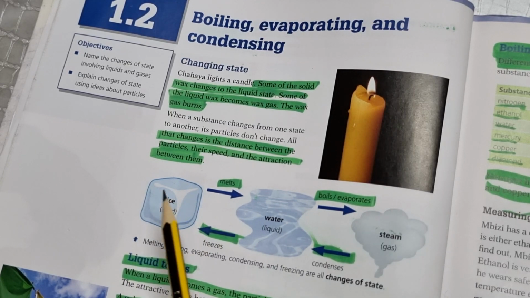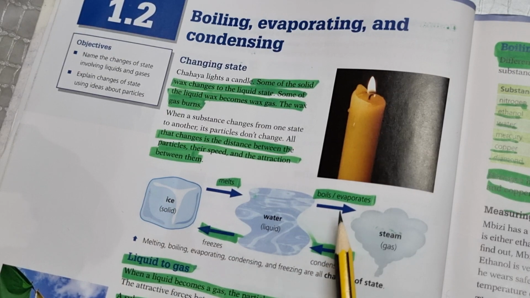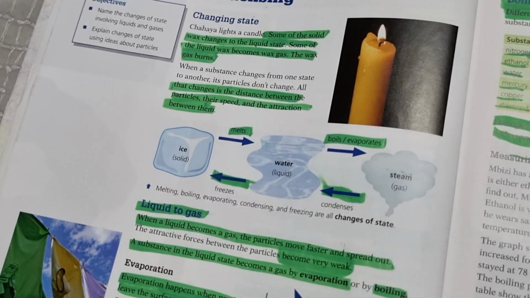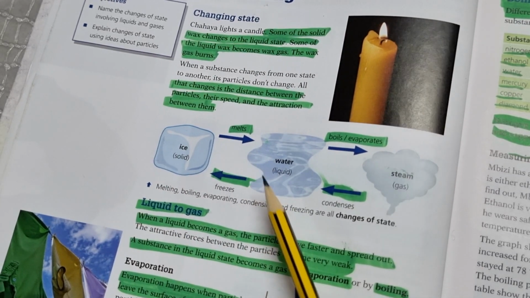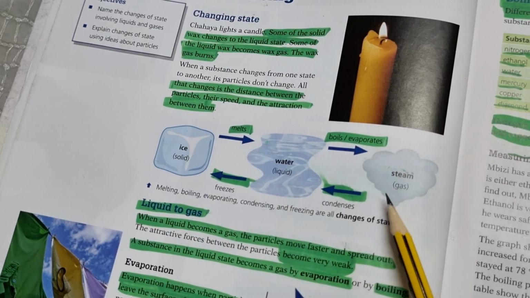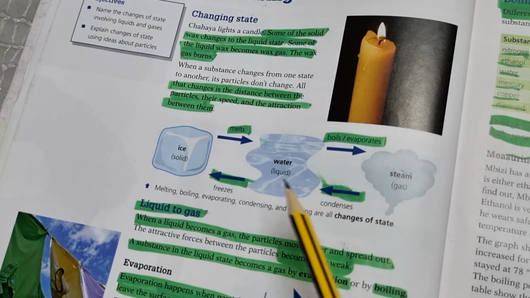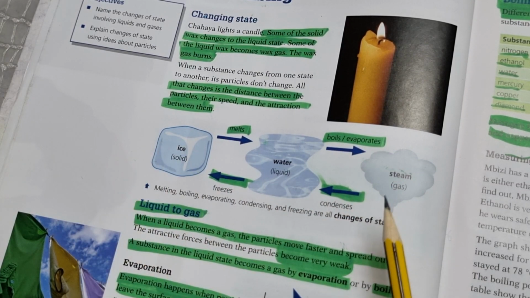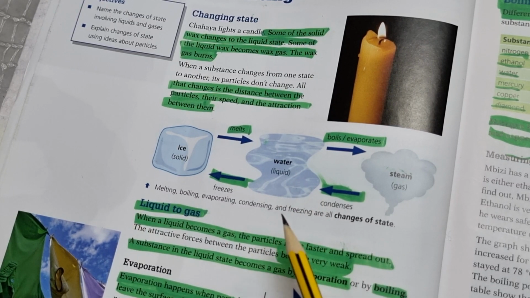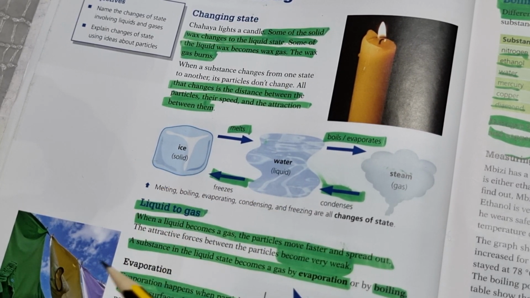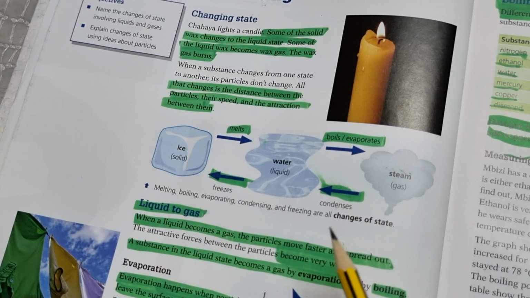For example, I have here ice, water, and steam. As we can see, this is also an important drawing. If I want to turn ice into water, I should melt it. If I want to turn water into steam, which is gas, I should boil or evaporate it. If we go in the opposite direction, to change gas to water, I should condense it. And to change water to ice, the solid state, I should freeze it.